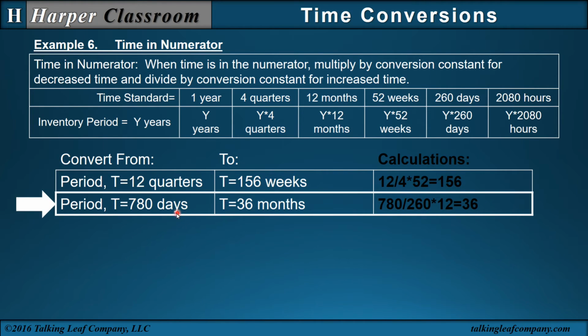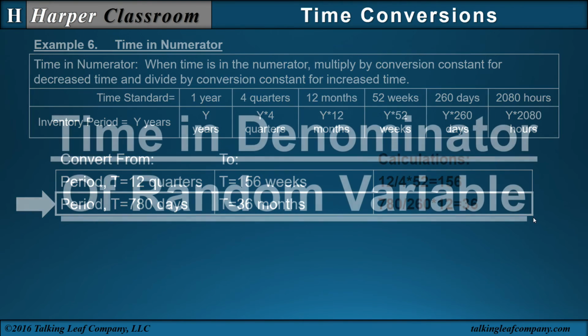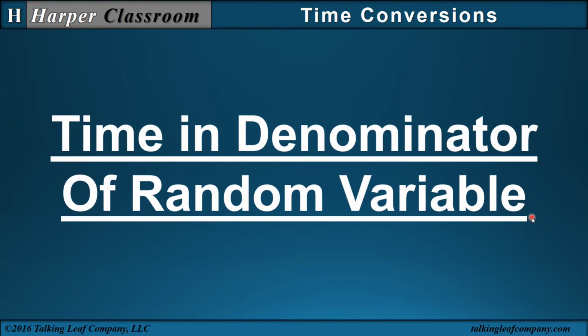Next, to convert days to months, we convert days to years by dividing by 260, and then years back down to months by multiplying by 12. So now let's convert time in the denominator of a random variable.